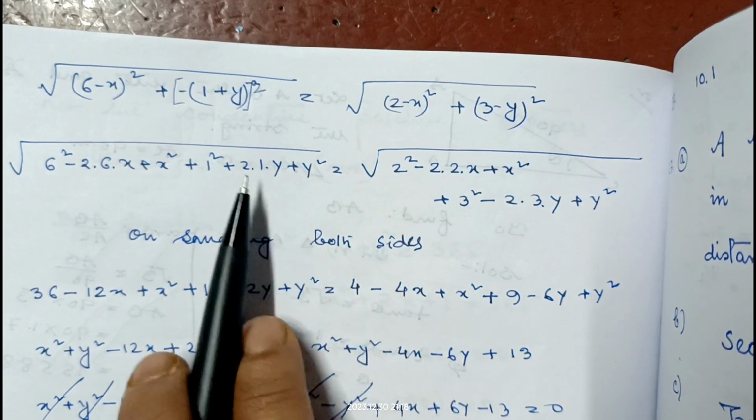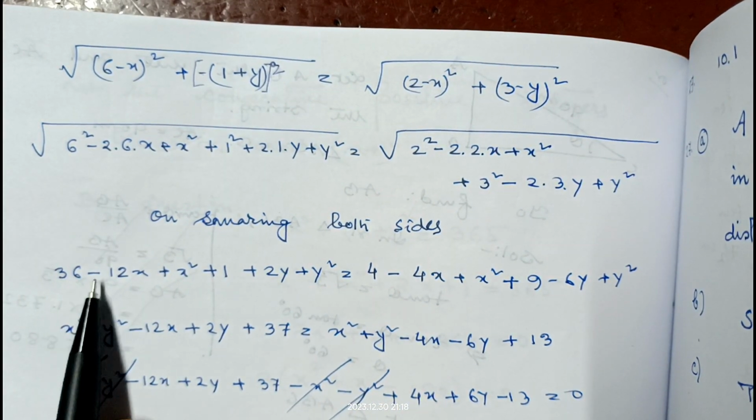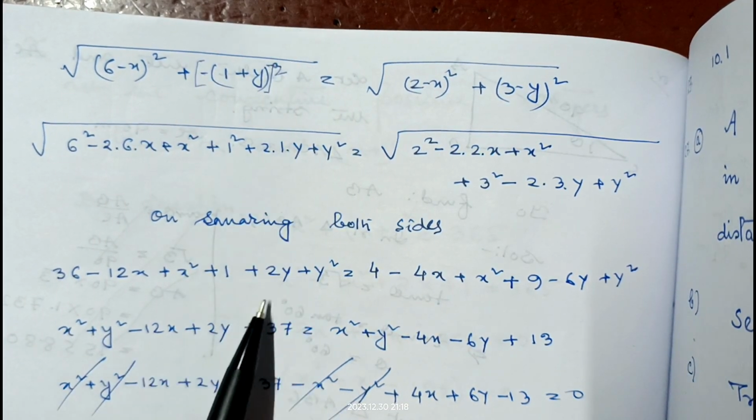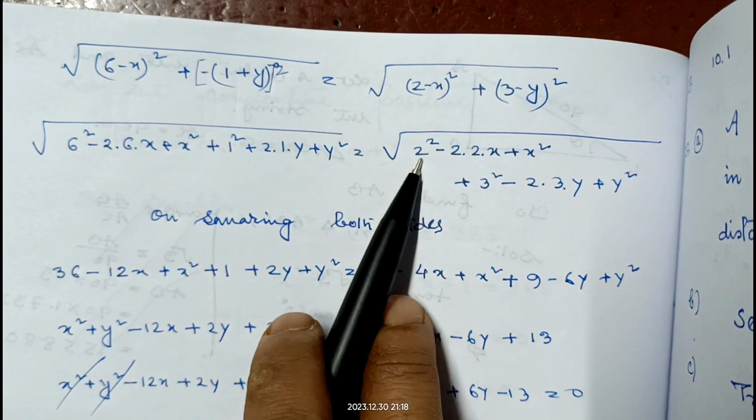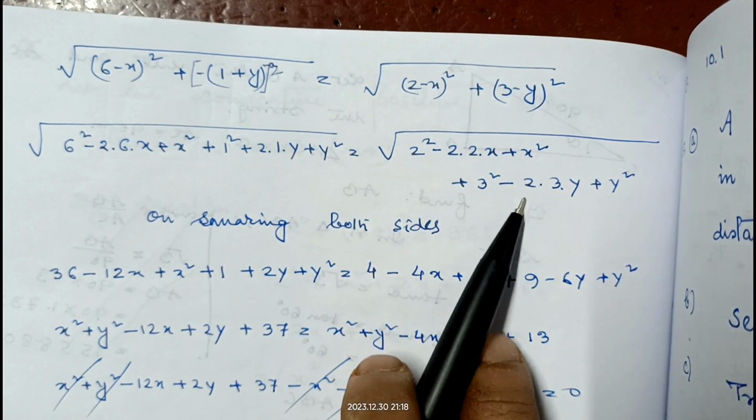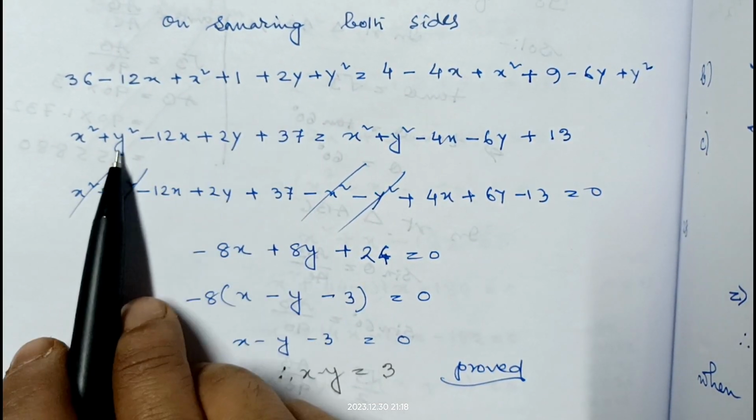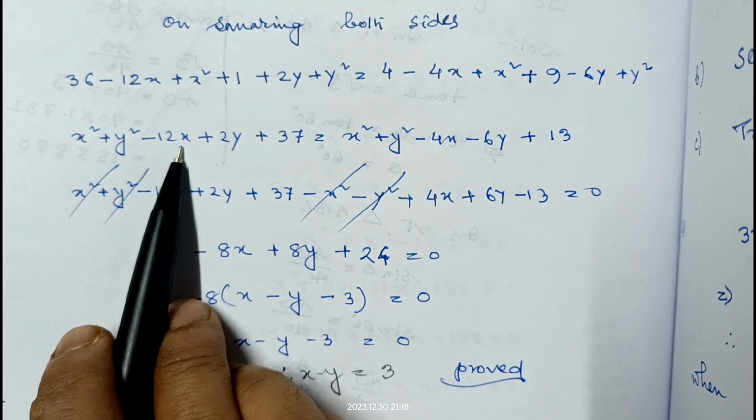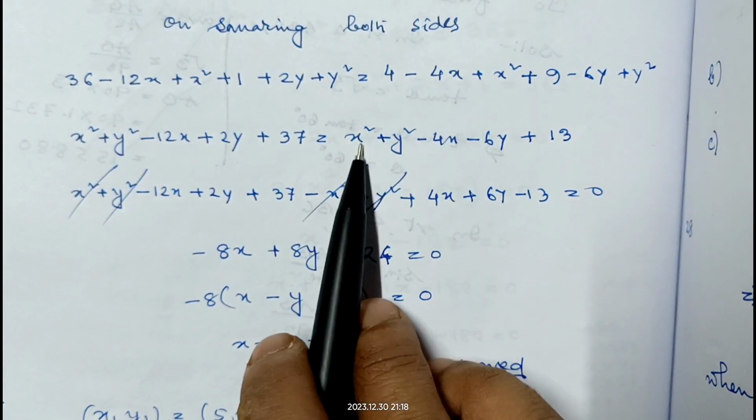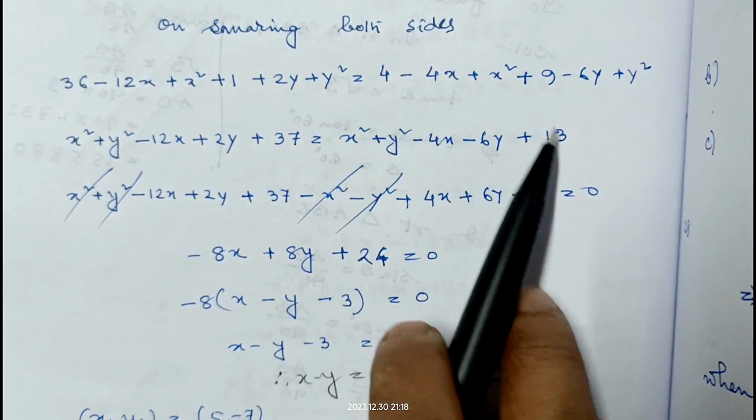Now if you square both sides, then the square root will cancel. Then it will be 36, 6 square is 36, minus 12x plus x square plus 1 plus 2y plus y square, equals 2 to the power 4, minus 4x plus x square plus 9 minus 6y plus y square. In the next step we can write x square plus y square minus 12x plus 2y plus 36 plus 1, 37, equals x square plus y square minus 4x minus 6y plus 9 plus 4, 13.